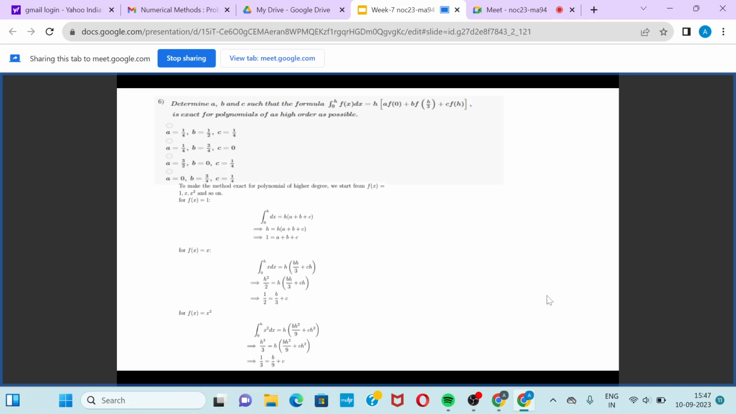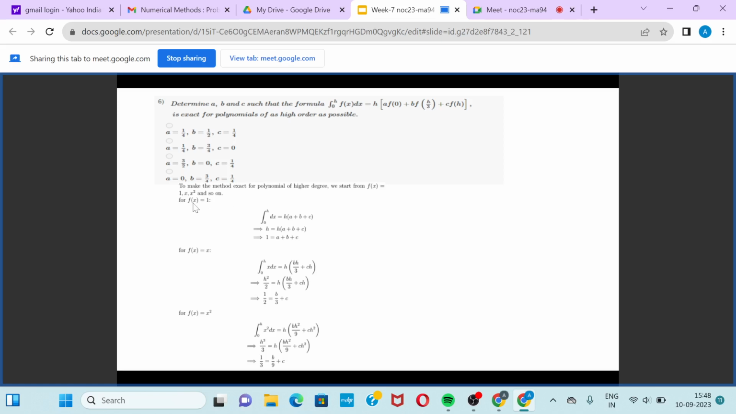So here, as we have to make the method exact for polynomials of higher degree, we will start from f of x as, let us first assume it as 1, then we can assume it as x, then x square and so on. So we will move in this manner to higher orders.